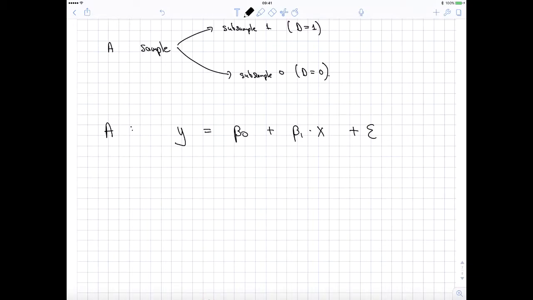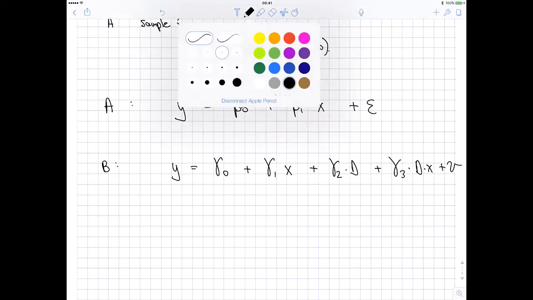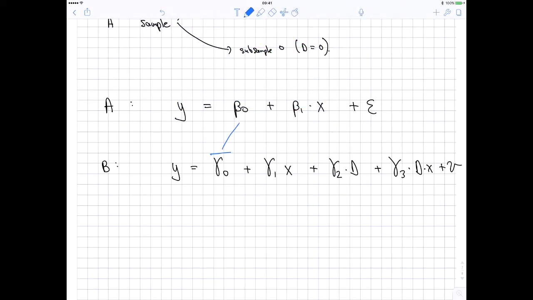The second view of the world, which is more general, and allows you to split that sample into two separate and different subsamples, would be this. Y is equal to gamma 0 plus gamma 1 X plus gamma 2 times D plus gamma 3 times D times X plus V. Note a couple of changes. One, I'm using different notation for the gamma than the beta because they could be different. These are two very different views of the world. I'm also using different notation for the error terms because they could also be different.